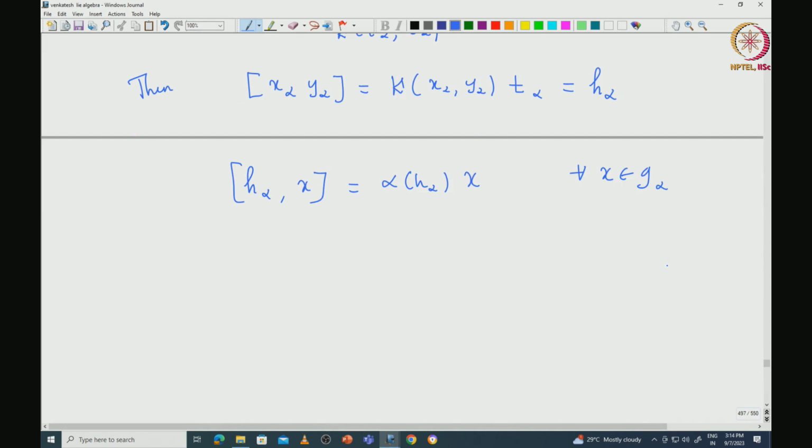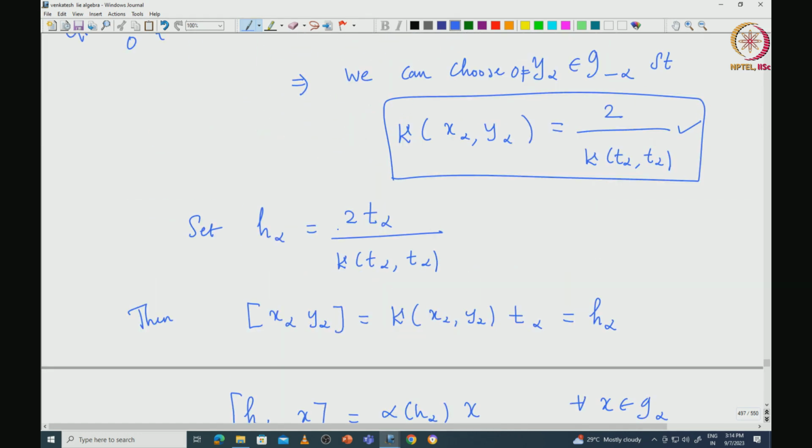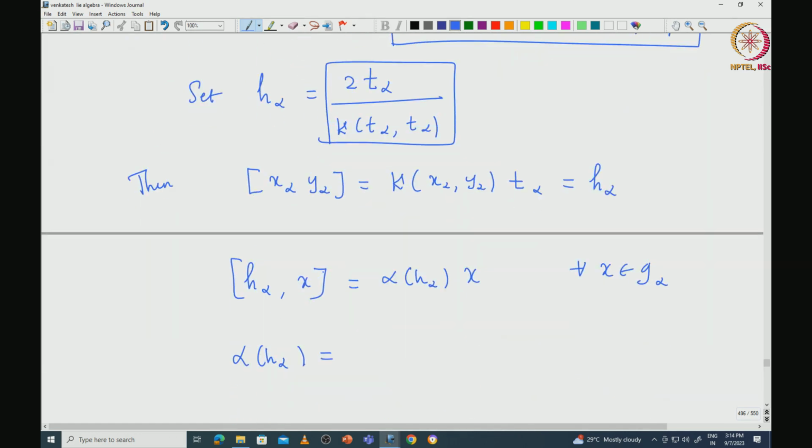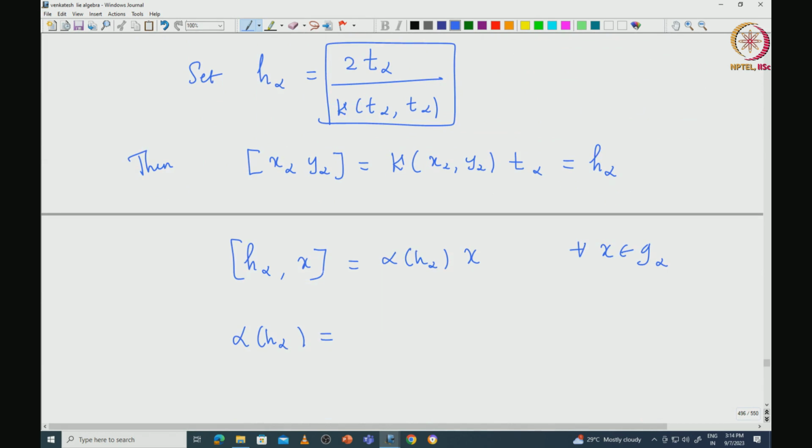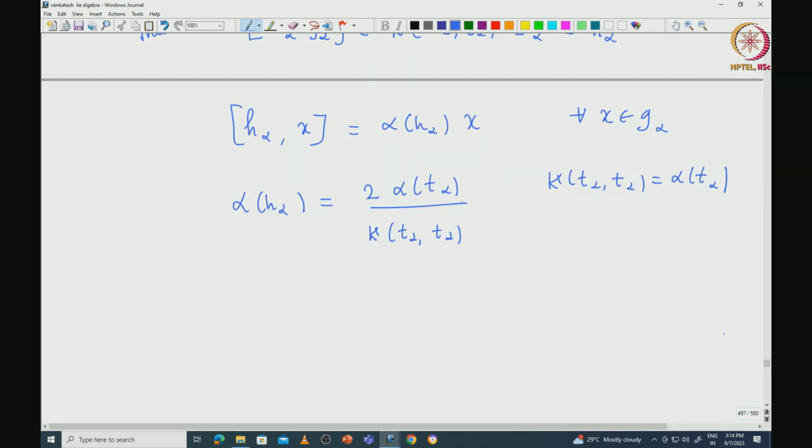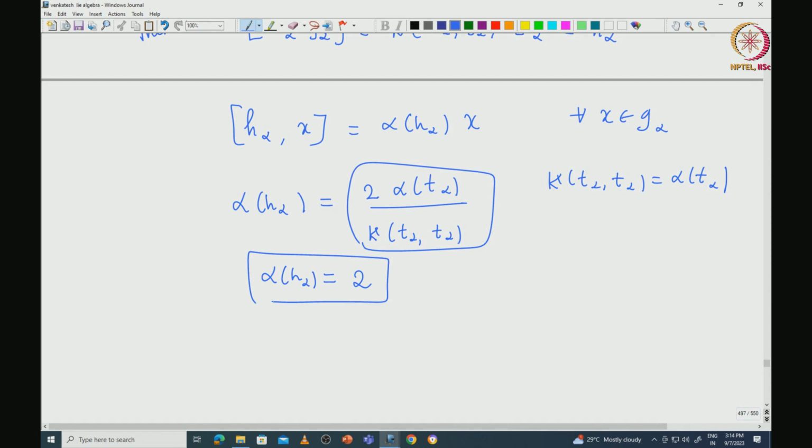In particular, you can see that alpha of h alpha, where h alpha is nothing but twice t alpha divided by kappa of t alpha, so we get alpha of h alpha equal to twice alpha of t alpha divided by kappa of t alpha comma t alpha. But note that kappa of t alpha comma t alpha is nothing but alpha of t alpha. So this part gets cancelled and we get 2. So alpha of h alpha is nothing but 2. This says that the bracket h alpha x alpha must be twice x alpha.